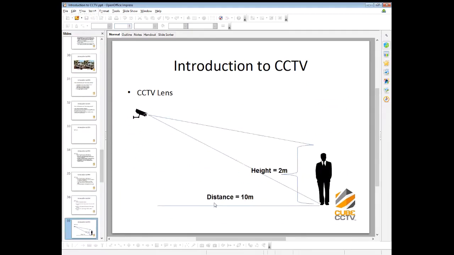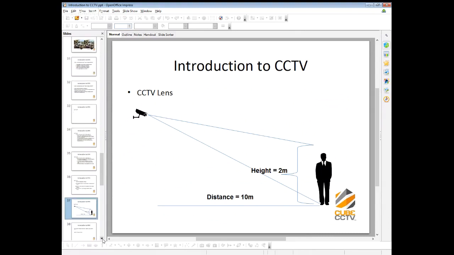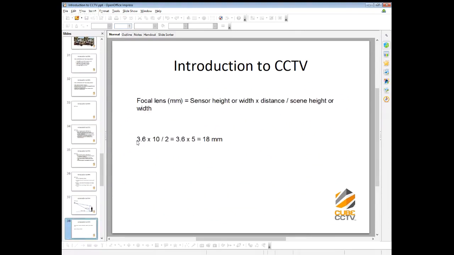So this is what I'm talking about. The distance is 10 meters. The height is 2 meters. We're trying to find what the right lens to use. And we know this camera that we're using is fitted with a 1/3 inch CCD sensor, for example. So that's the formula. The sensor height is 3.6, times it by the distance, that's 10, divided by the scene height, which is 2. And that gives us 18 millimeter.